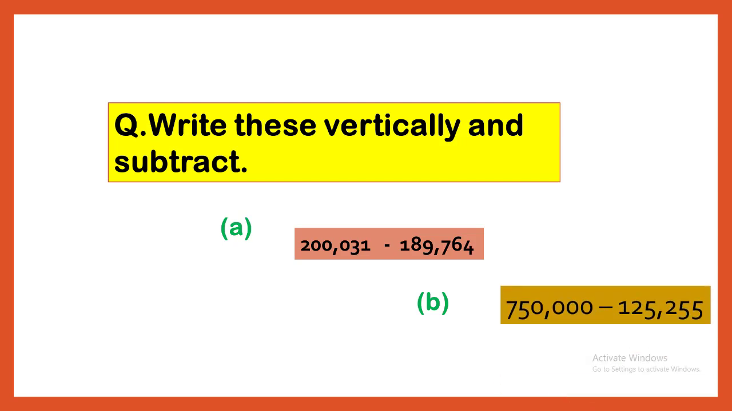Next one is 750,000 minus 125,255. Do your sums carefully.